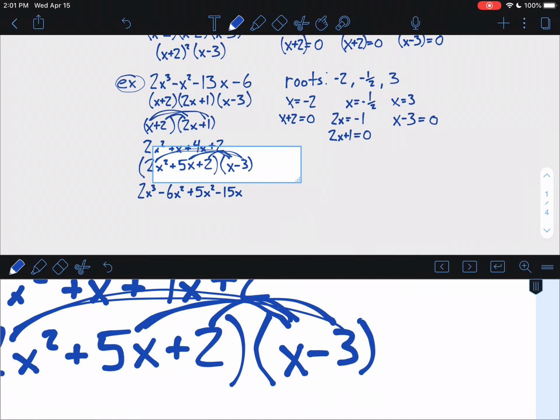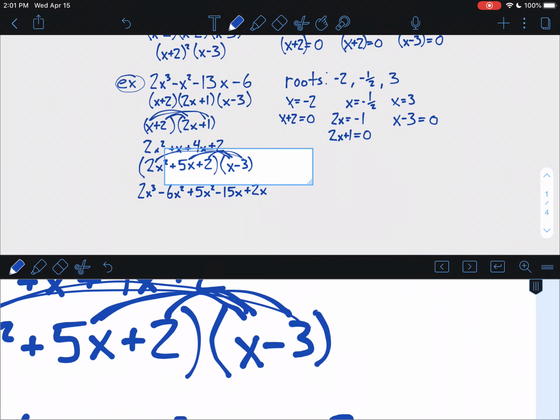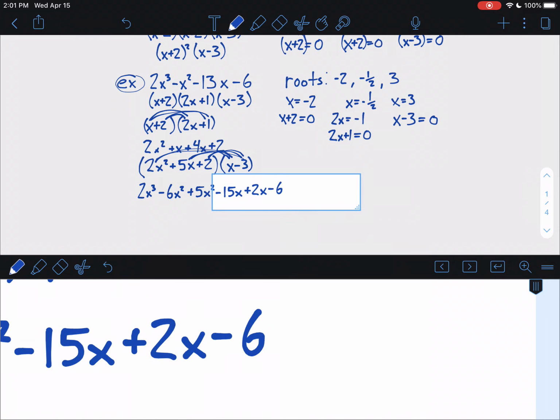And then I have 2 times x, which is going to be 2x. And then I have 2 times negative 3, which is negative 6.